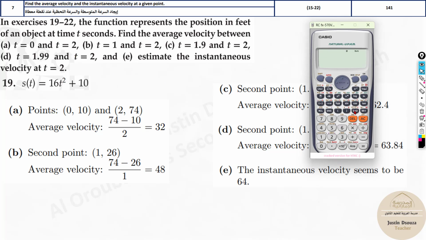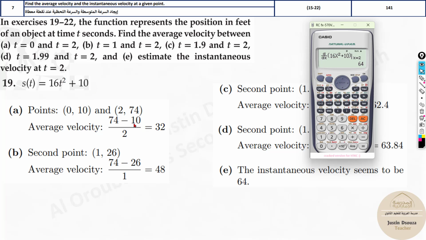All you need to do is put this equation in this dy/dx, 16αx² + 10. Okay, and what is the interval? It's at 2. So the answer is 64. That's it. This is the average and this is the direct one.